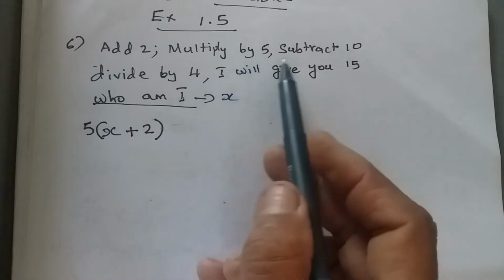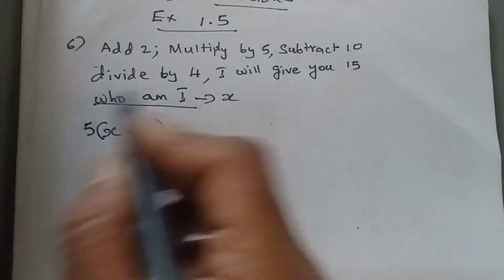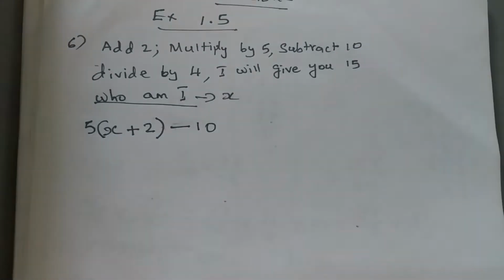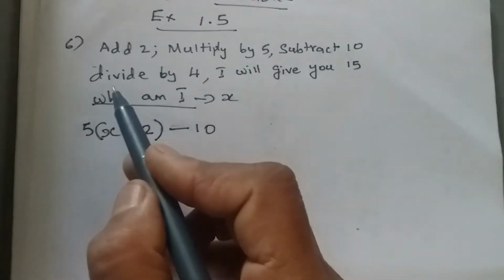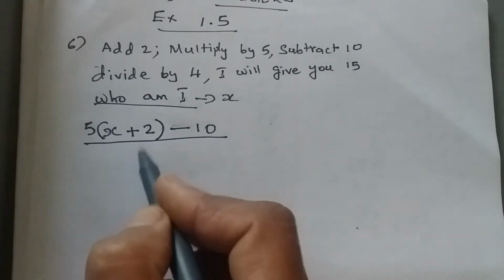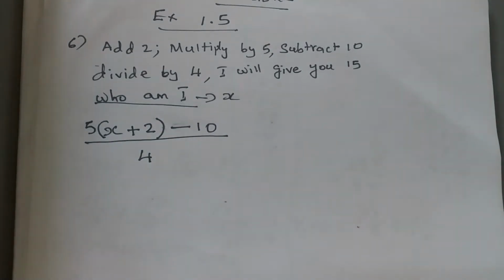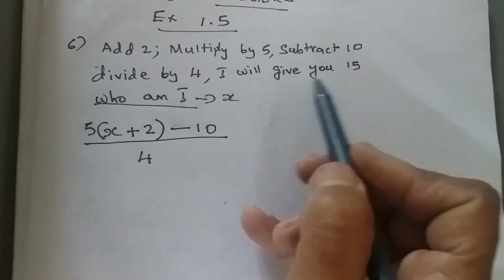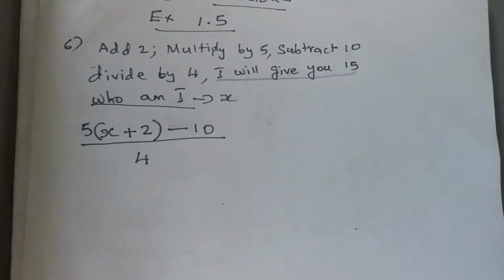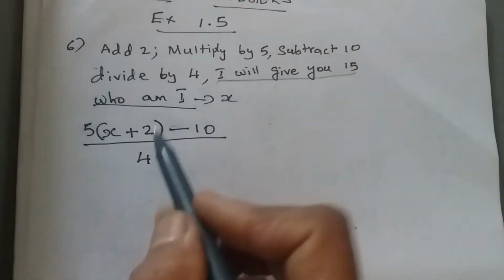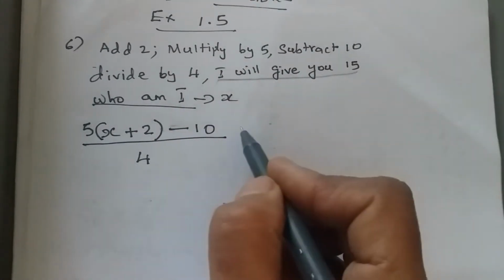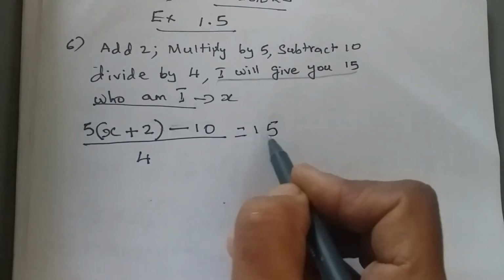Okay, we multiplied. Then subtract 10. From this answer, we have to subtract 10. Sign of subtraction, minus. Then divide by 4. This whole answer, the entire expression, has to be divided by 4. Then I will give you 15. What is the meaning of I will give you 15? Means the answer is 15. When you do all this addition, multiplication, subtraction and division, you will get the answer as 15.